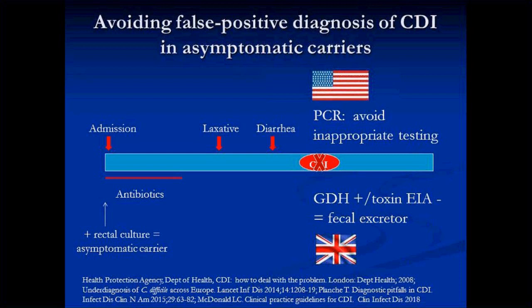And this approach, I would just tell you that hospitals in town are in discussions about what to do with C. diff diagnostic testing. So Metro is currently moving toward the British C. diff testing approach. At UH and a lot of other places in the U.S., PCR is still the standard for C. diff testing. And the goal in this case would be to avoid inappropriate testing.